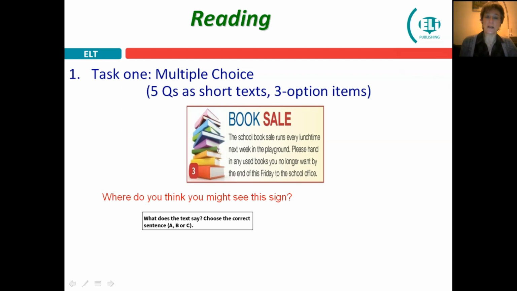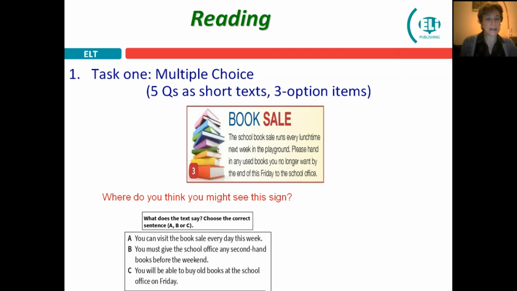So what can we do? First of all, get them to think about the context. In this case, it could be something like, where do you think you might see this sign? And once that is in their mind, it might be easier then to start choosing the correct answer. Then they have to pay attention to some of the details. For example, modal verbs. Here we've got can for possibility, must for obligation, will be able to for ability.